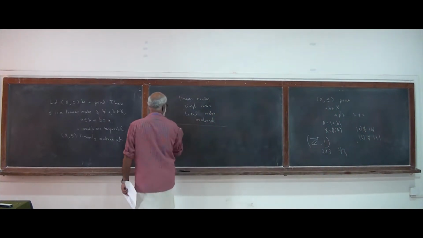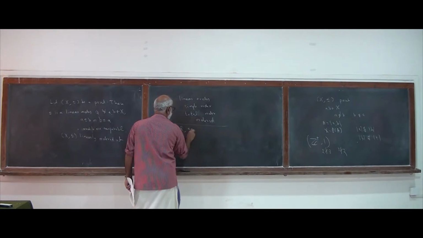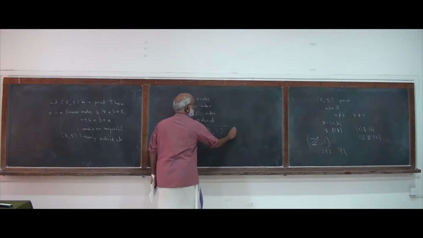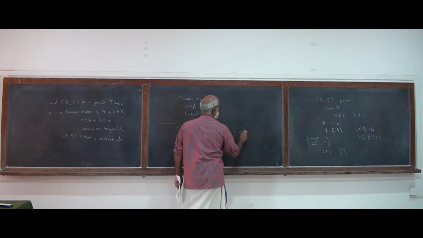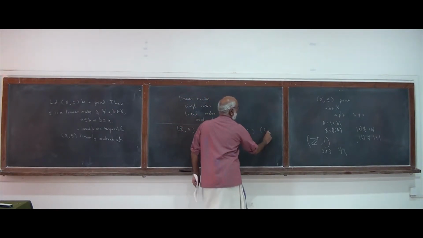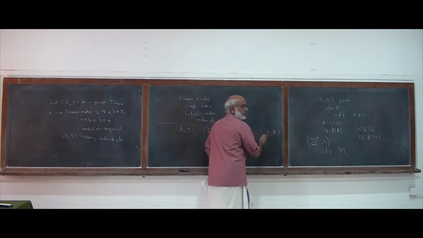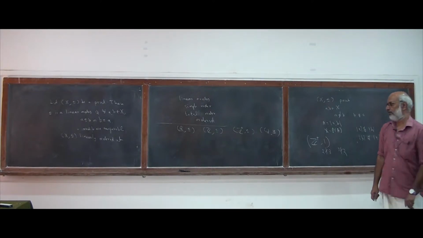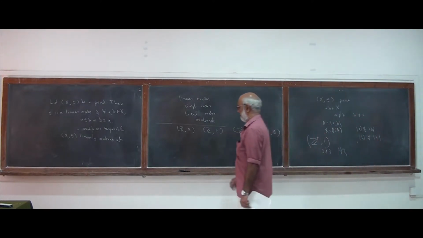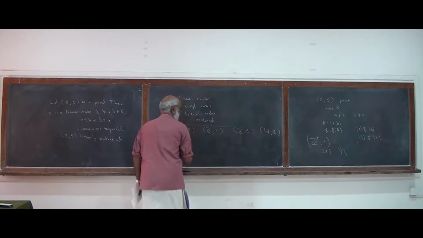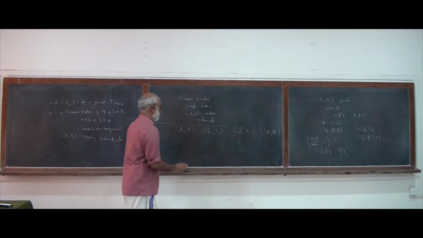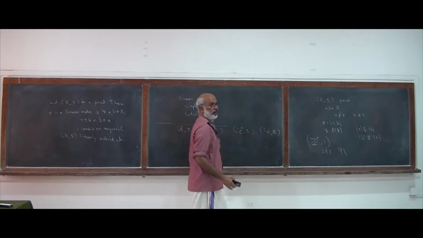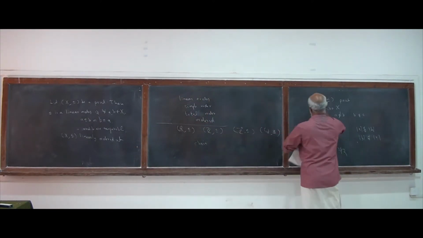A typical example is the set of all real numbers with less than or equal to, or the set of all integers with less than or equal to, the set of all positive integers with less than or equal to, or the set of all rational numbers with less than or equal to. All these are examples of linearly ordered sets. And sometimes a linearly ordered set is also called a chain.